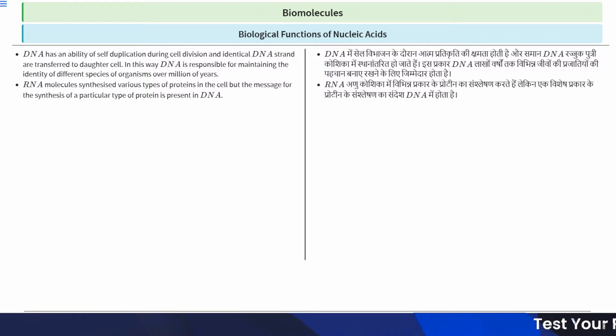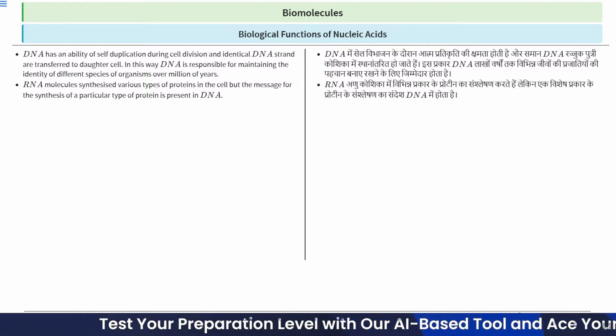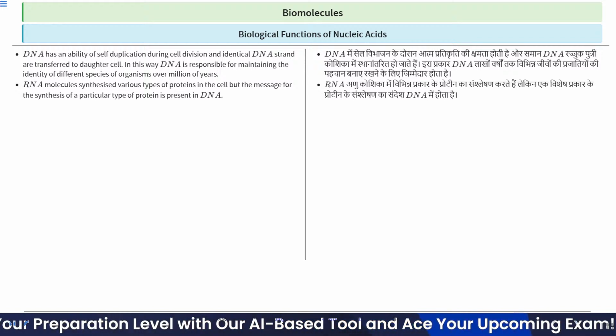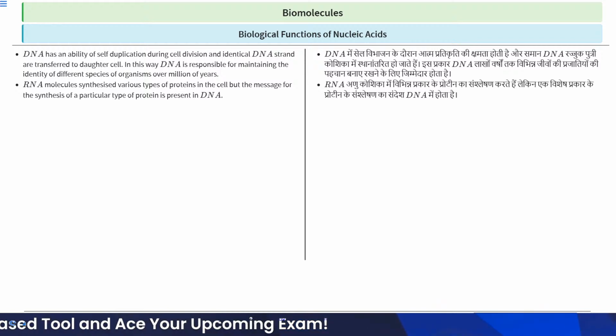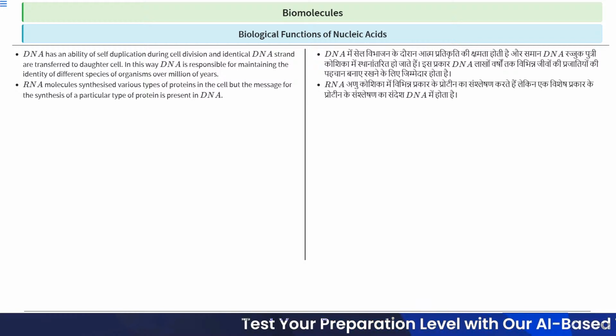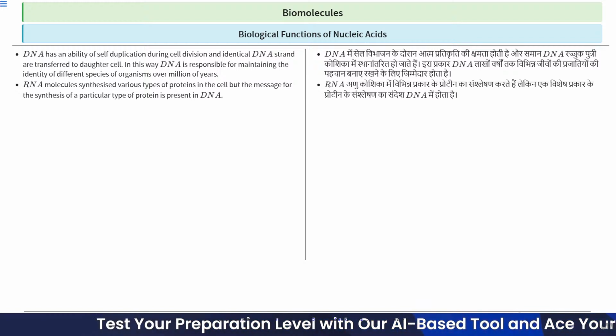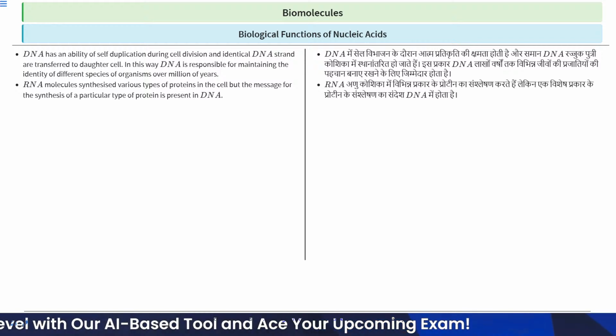RNA molecules synthesize various types of proteins in the cell, but the message for the synthesis of a particular type of protein is present in the DNA. So the work of RNA molecules is to synthesize the various types of proteins in the cell, but the message for the synthesis of a particular type of protein is present in the DNA.